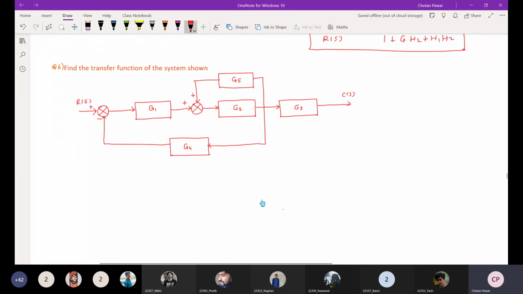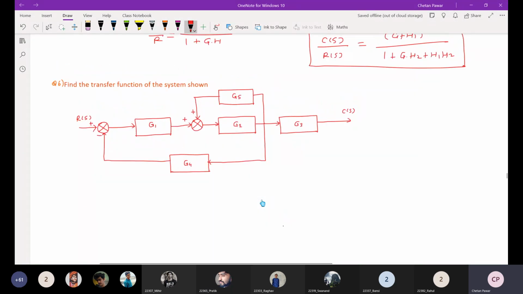So here we need to find out the transfer function of this system. How many loops are there in this particular block diagram? Two loops, yes, this one and this one. So which one will you reduce first? Parallel one. G2, G5? That is not a parallel.